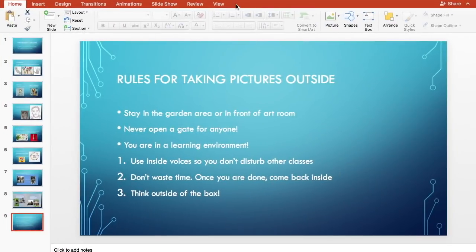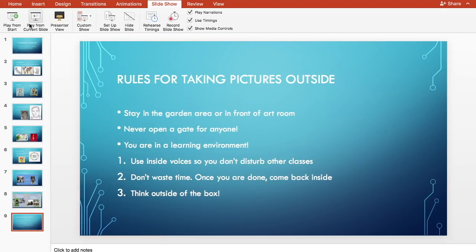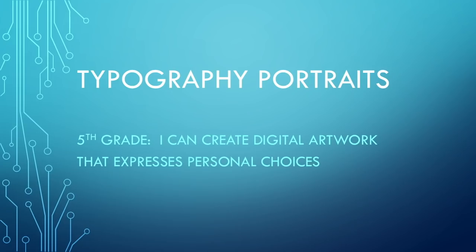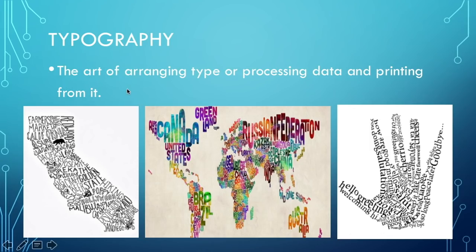Okay, so for step 1 of this project, you're going to be creating your own typography portrait. Your new learning goal is I can create digital artwork that expresses personal choices. So typography is a form of art where artists arrange type, or words, or process data and print from it.